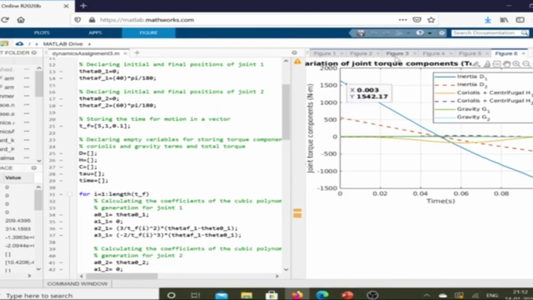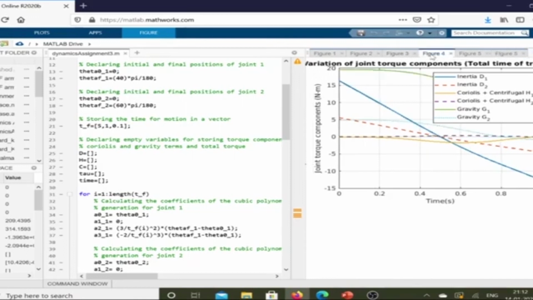Now let's look at the in-between position, so let's look at figure number 4. This was for a travel time of 1 second. You can see very clearly that the gravity torque is constant. Please note here, this is travel time 1 second. Your gravity term is 20 only, or just below 20, about 18 or 19. But your acceleration has come up a little bit now. So inertia is here now, the blue line. Okay, so it has come up a little bit.